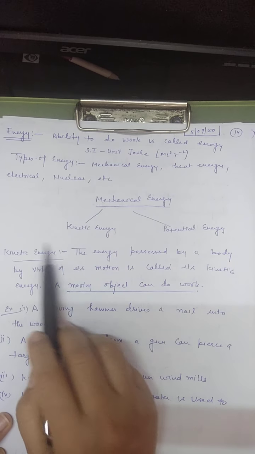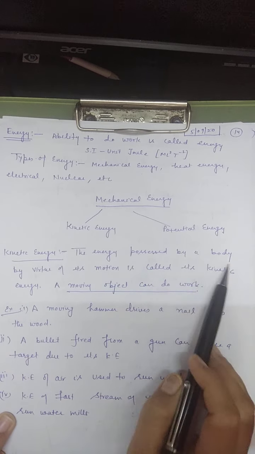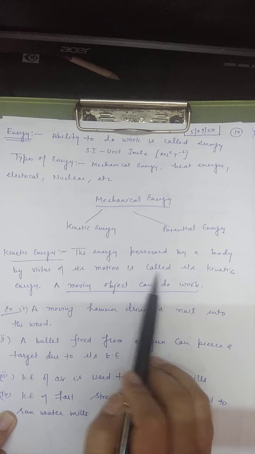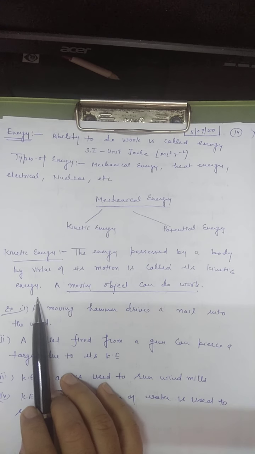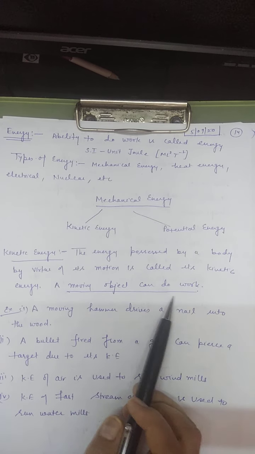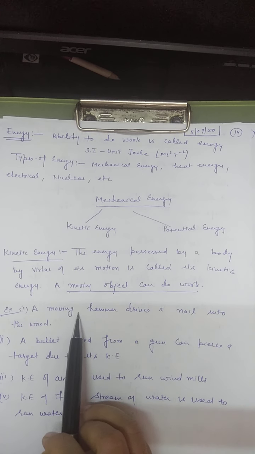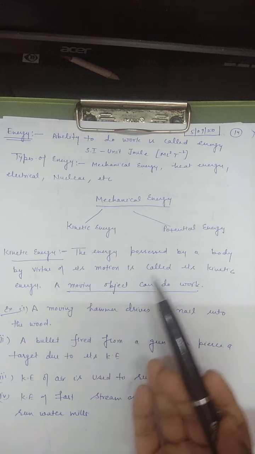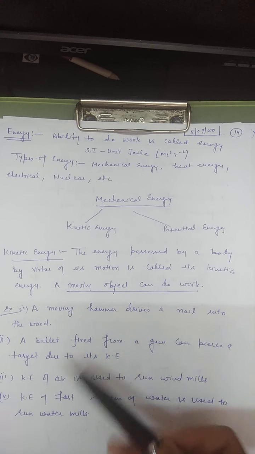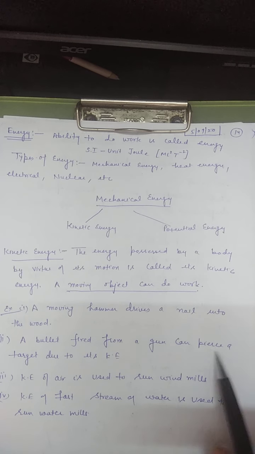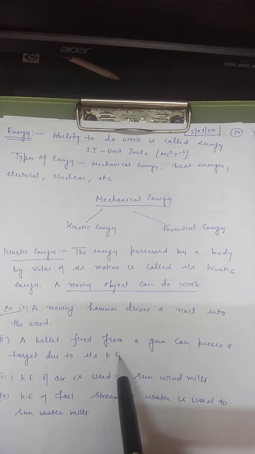And as you know, what is kinetic energy? It is the energy possessed by a body due to its motion. The energy a body has by virtue of its motion is called its kinetic energy. And every moving object can do work. For example, if you hit a hammer on a nail, what happens? It moves inward, meaning the moving hammer transfers its energy to the nail. A bullet fired from a gun can pierce a target due to its kinetic energy.